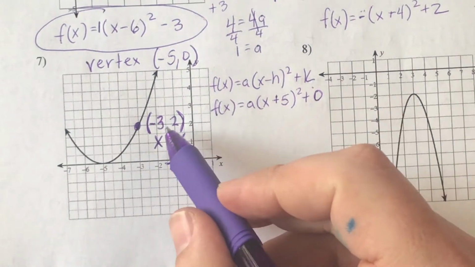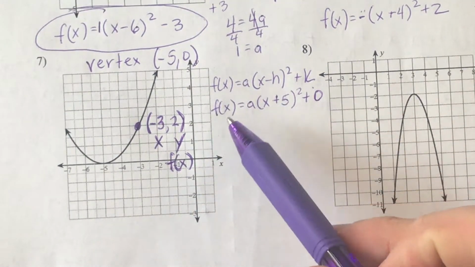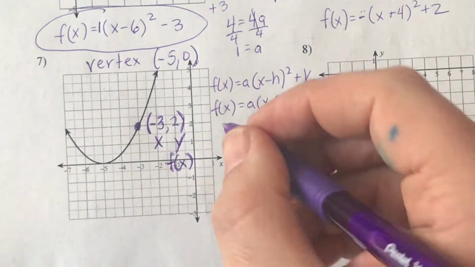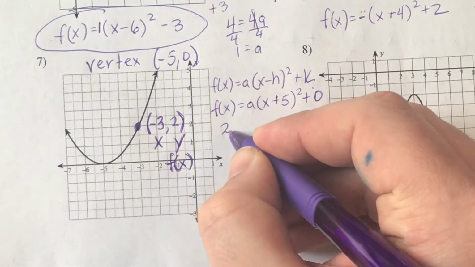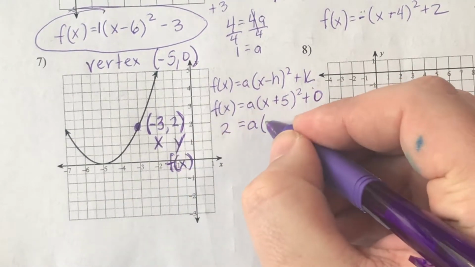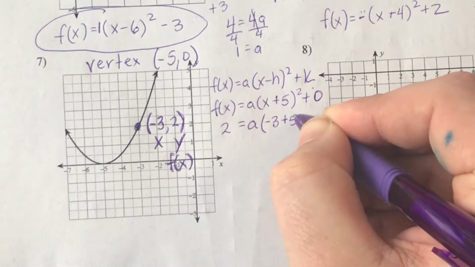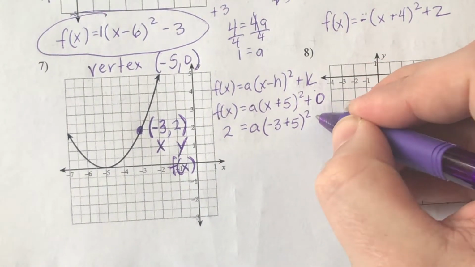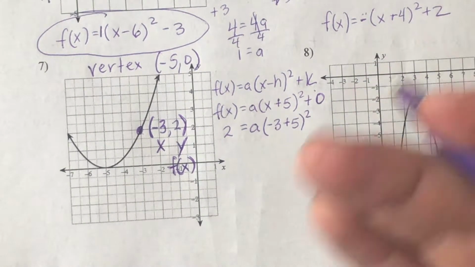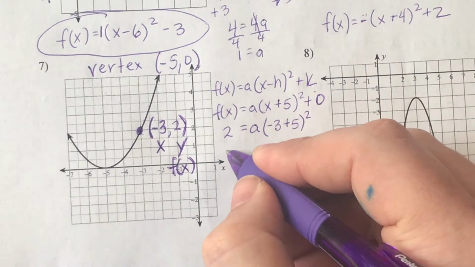So now let's substitute this in, because we got our vertex, but now the only thing we need to do is find a by picking a point and plugging it in. So f of x is 2 equals a, x is -3 plus 5 squared. And we don't really have to say plus 0 here, because we know anything plus 0 is just going to be itself. So now I can work this out.